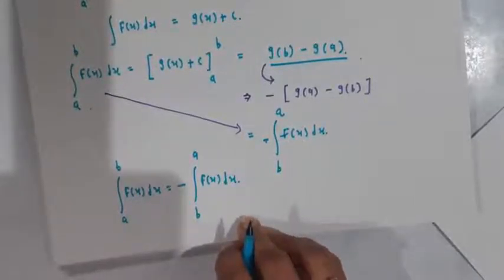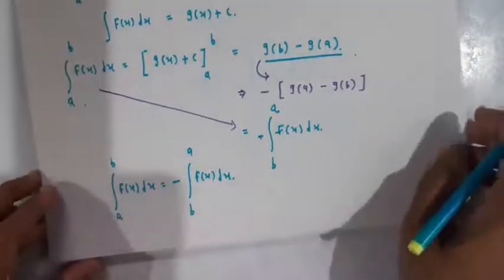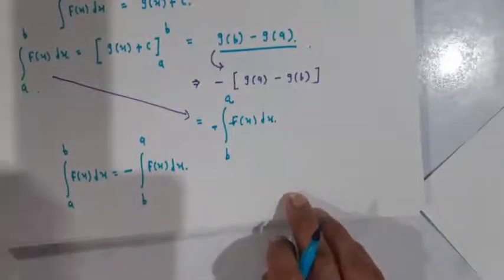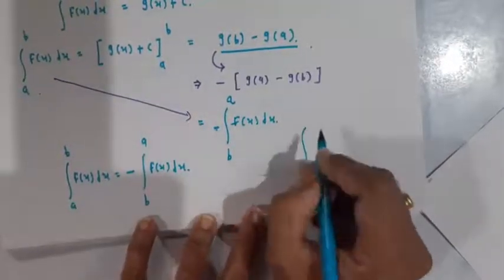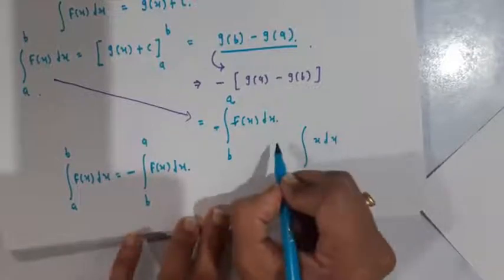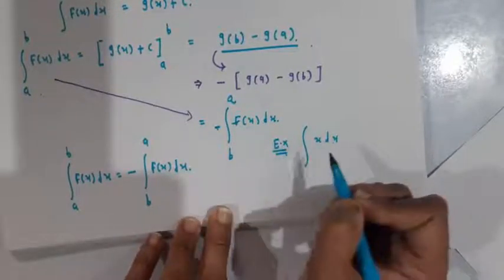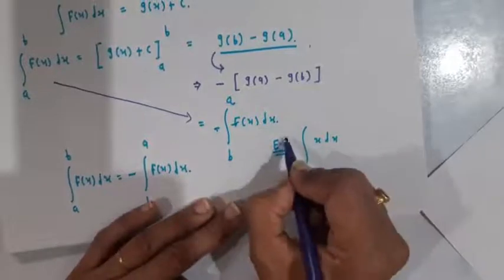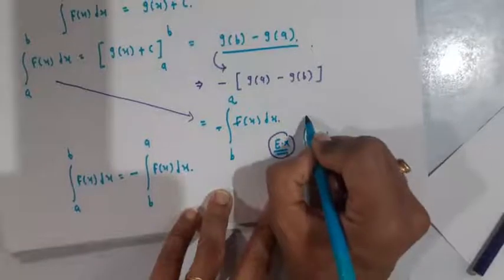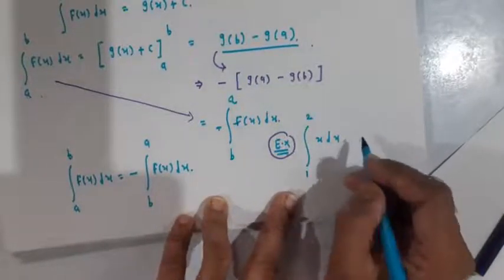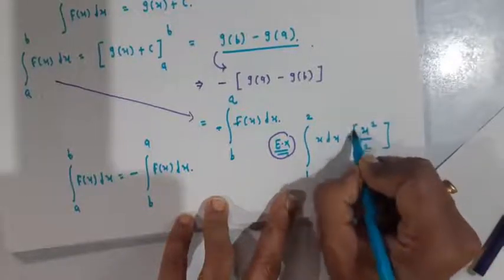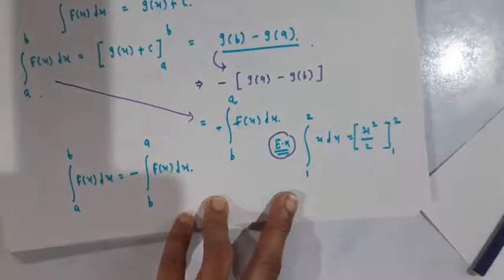Okay, now let us see the third property. For example, see students, suppose the integration of x with respect to x, from 1 to 2. You know that its integration is x square upon 2, evaluated from the lower limit to the upper limit.